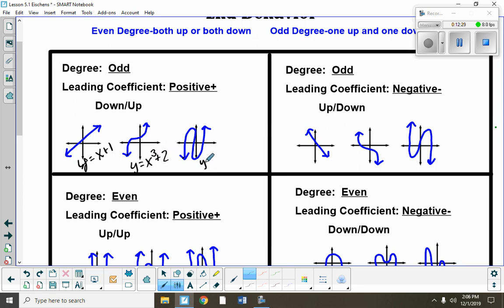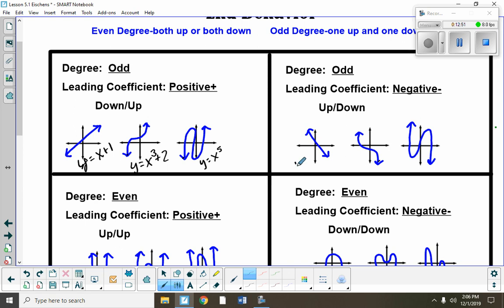This could be y equals x to the 5th, something in that order, with maybe some more numbers there following. So here we have an odd degree, a negative leading coefficient, and this is going to be up, down. So up on this end, down on this end.